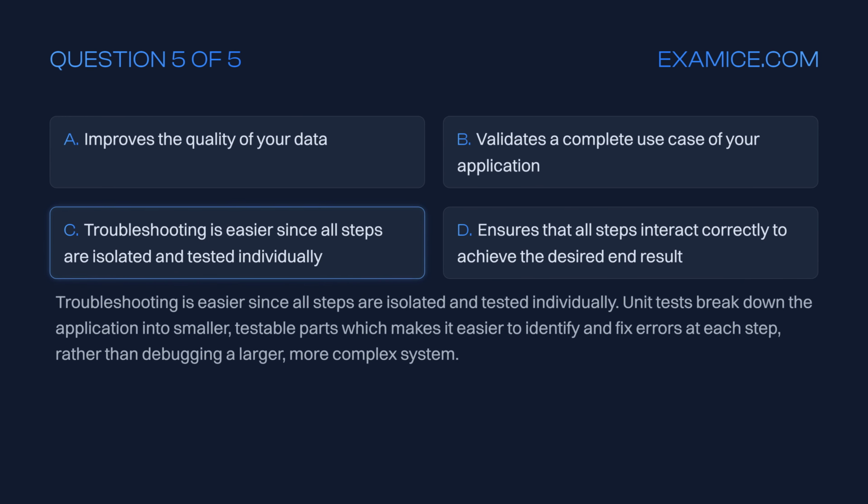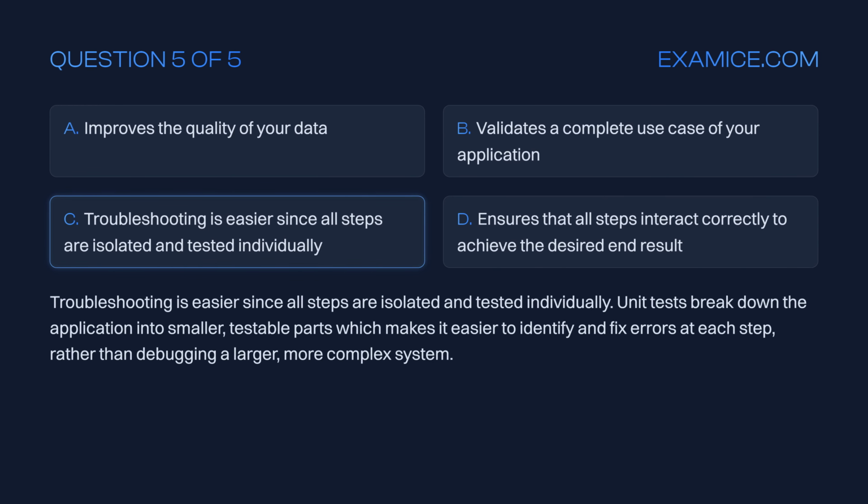The answer is option C. Troubleshooting is easier since all steps are isolated and tested individually. Unit tests break down the application into smaller, testable parts, which makes it easier to identify and fix errors at each step, rather than debugging a larger, more complex system.